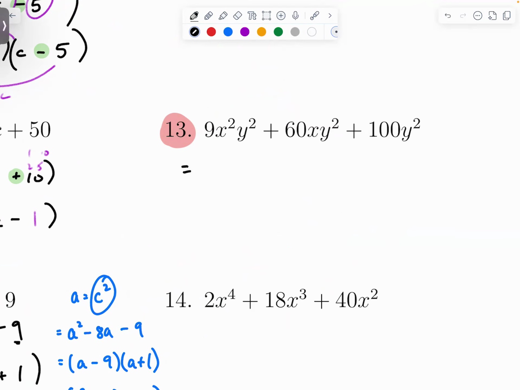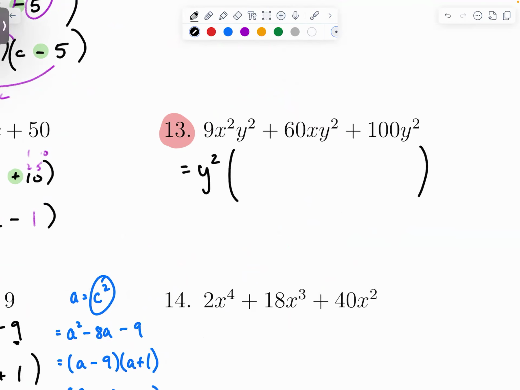Now, first, anything special? I see y squared among all three terms. Anything else? The numbers? No, I don't see any numbers that are nice. Unfortunately. Now, however, something really caught my attention, and that is 9 and 100. These are perfect squares. That got me wondering, is it one of those special cases where you have a squared, b squared?